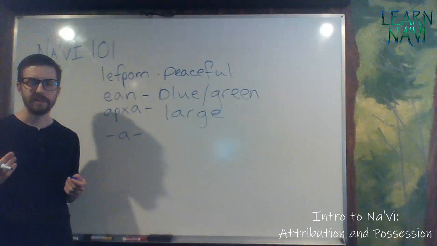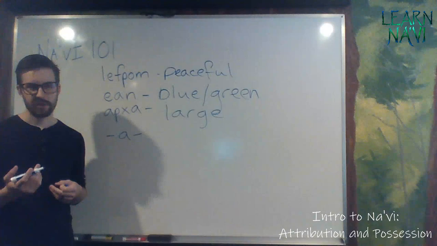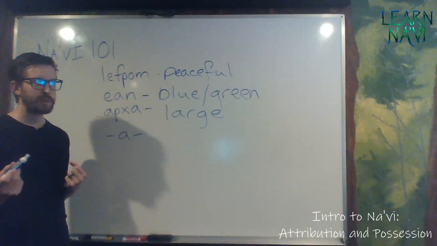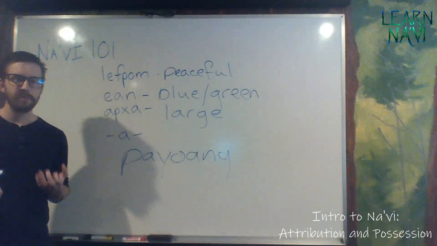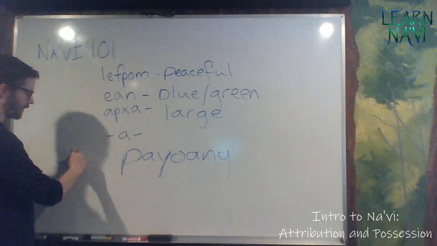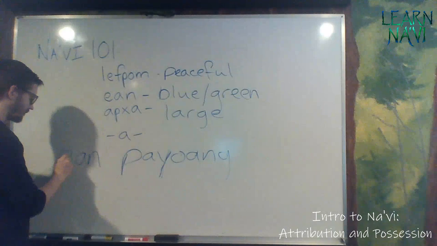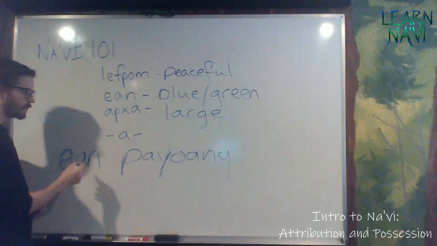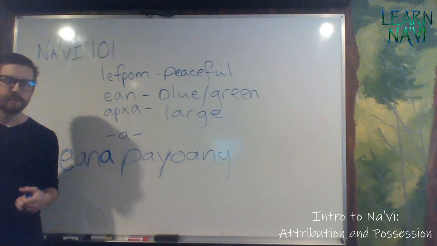So, Janne, in the Discord earlier today, he pointed out an excellent example for talking about a blue fish. We talked about the words for fish last time, which is payoang. If we wanted to say a blue fish, we could very easily say it the way that we wanted to. In English, with the adjective coming first, we have blue, and then we're going to ascribe this to our noun, fish, by adding an a to the end of the blue-green. So, you're going to have blue fish.